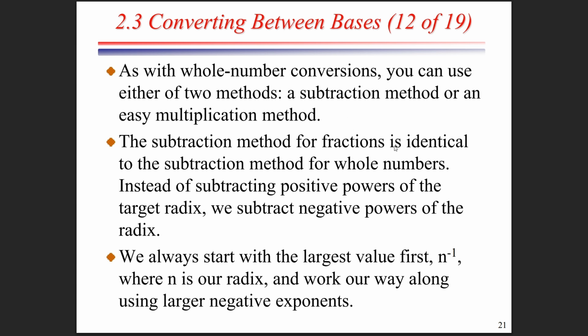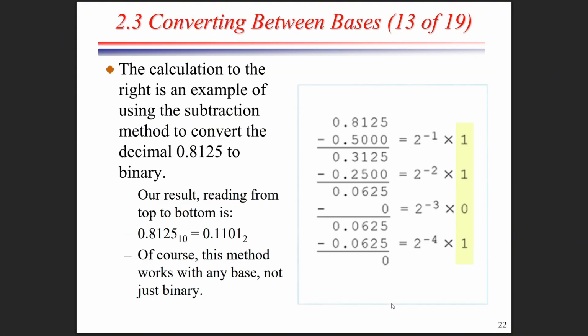The subtraction method for fractions is identical to the subtraction method for whole numbers. Instead of subtracting positive powers of the target radix, we subtract negative powers of the radix. We always start with the largest value first, n to the power of negative 1, where n is our radix, and work our way along using the larger negative exponents. The calculation is here. Let's take a look.